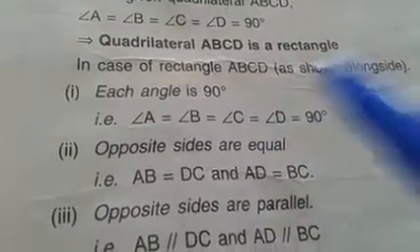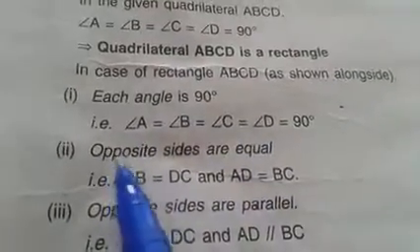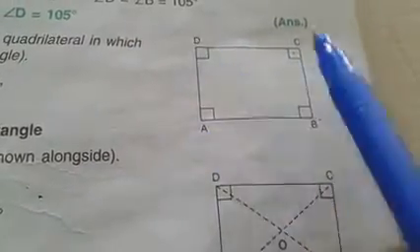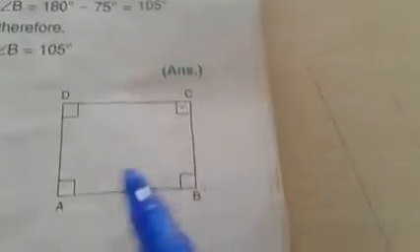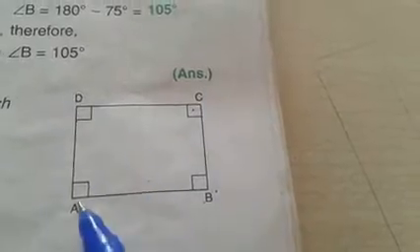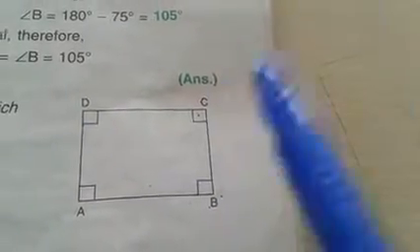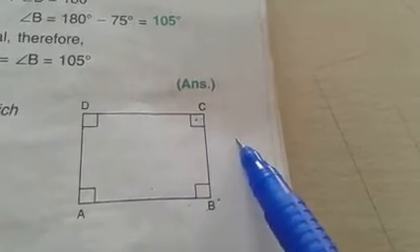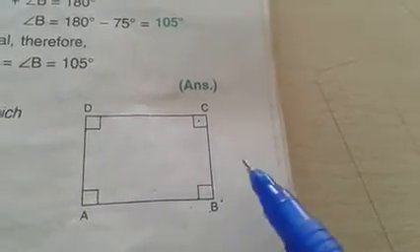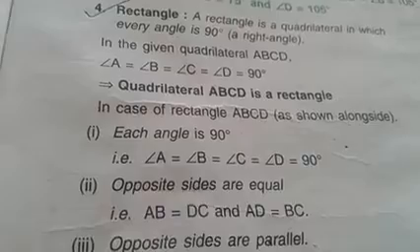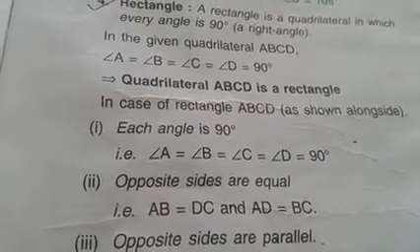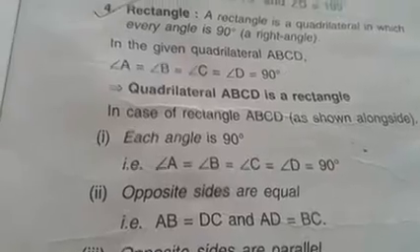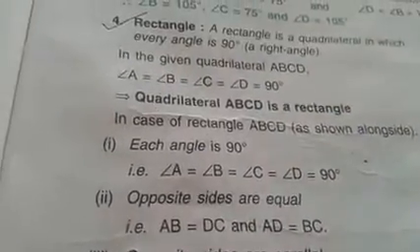Not it is. So opposite sides are equal. This is the point where it is clear that it is a rectangle, where opposite sides are equal. So AB is equal to DC and AD is equal to BC. And the third point, opposite sides are parallel. AB is parallel to DC, also AD is parallel to BC. Means each angle is 90 degrees, opposite sides are equal in length, also opposite sides are parallel. So these three things give you a hint that we are talking about a rectangle. Okay. So a rectangle has these properties which you have to remember.